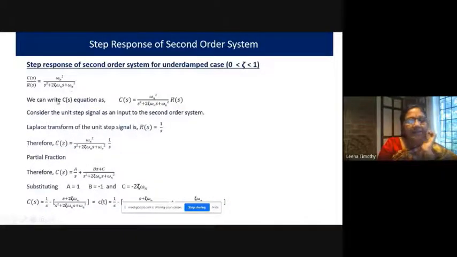Now we can derive the step response of a second order system, for the underdamped case. First, underdamped case. We have to derive the expressions for all the 4 cases. First underdamped, that is the value of theta is in between 0 and 1, theta less than 1. It is an underdamped system. So C of S by R of S is equal to this. You have to learn this expression by heart.